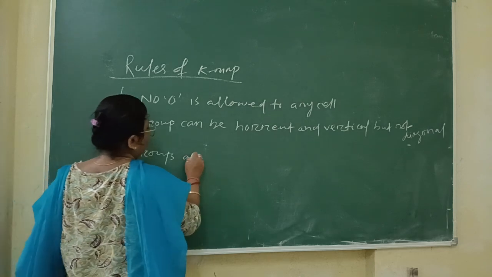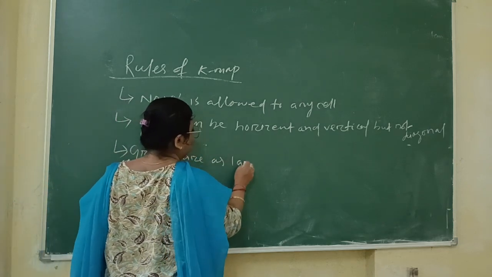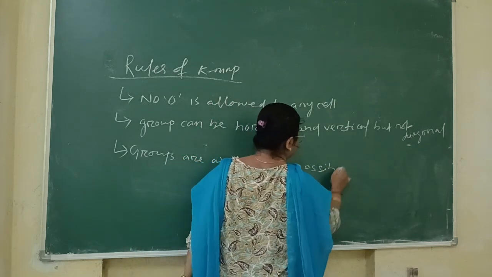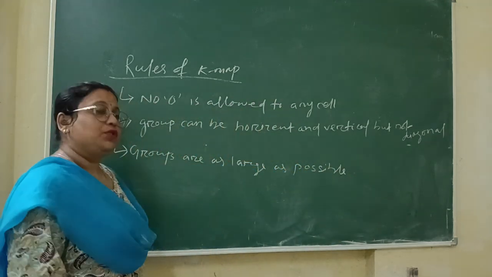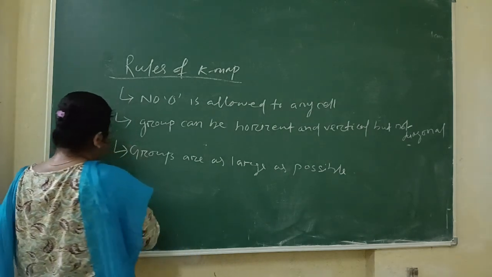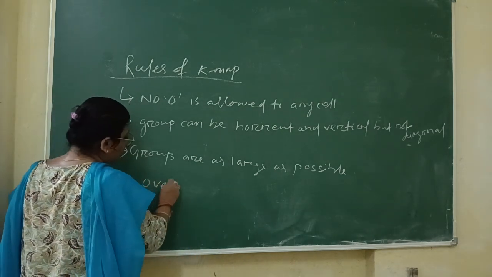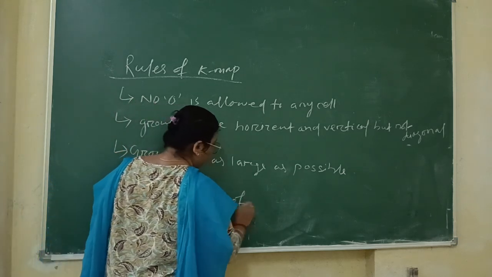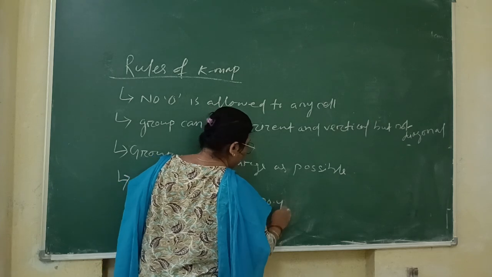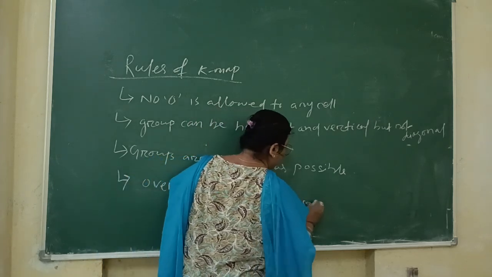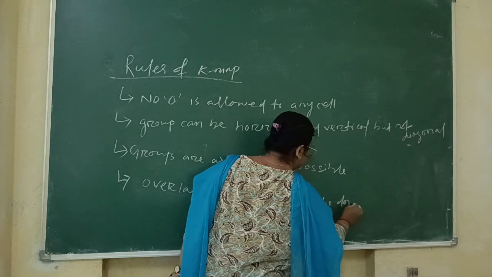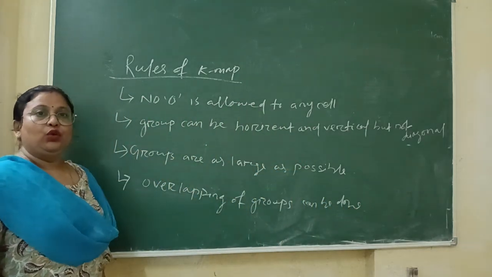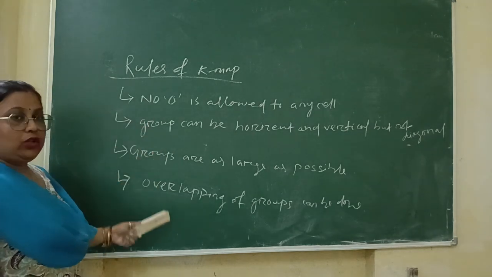Groups are as large as possible. As large as possible. Fourth one is overlapping of groups can be done. So these are the different rules through which we can draw the K-map.